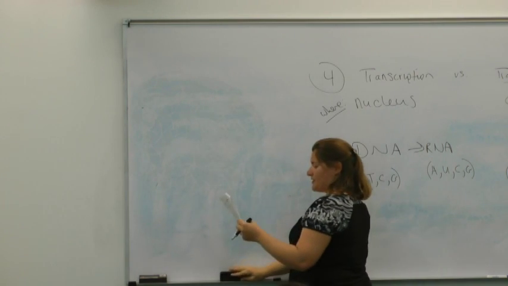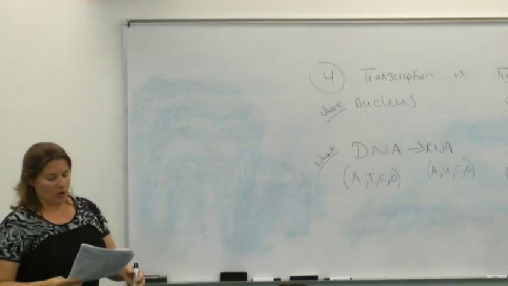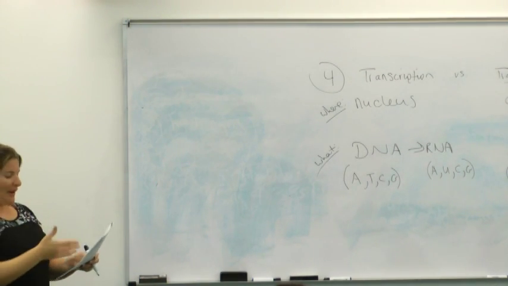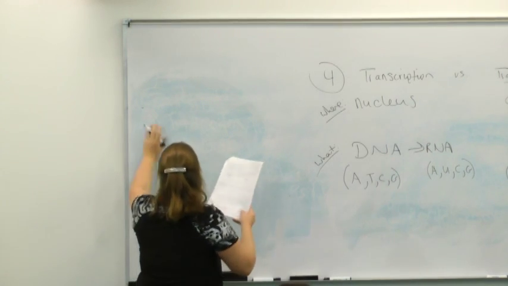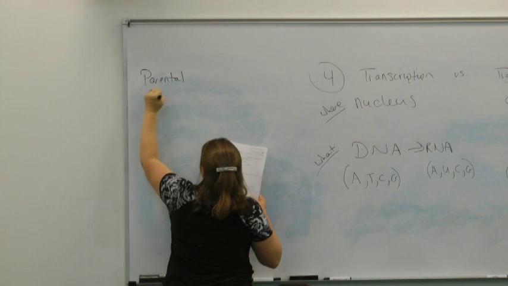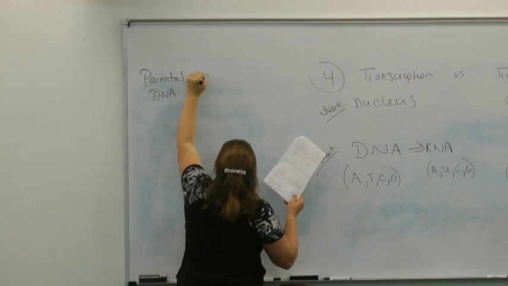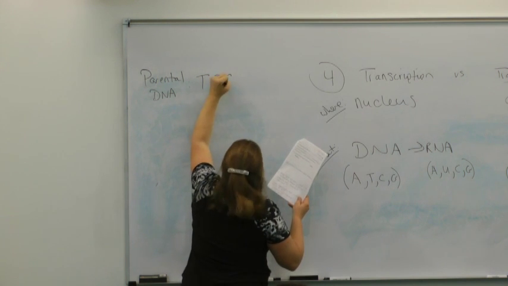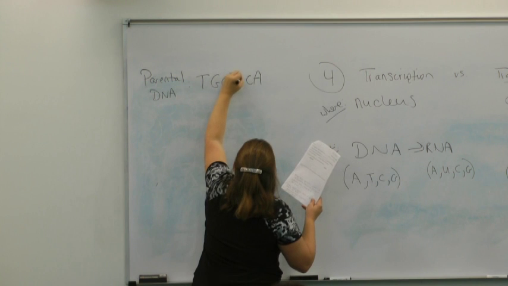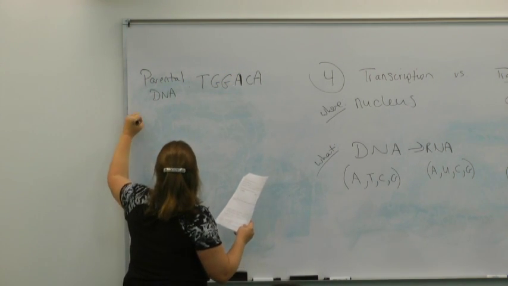Okay, so for number 6, it says after DNA replication, what is the corresponding strand to pair up with? And I have here a parental DNA strand. So here, this is our original strand of DNA, a little segment of DNA, really. And the sequence of nitrogen bases is T, G, G, A, C, A. Okay? And so we're going to make a new strand of DNA.